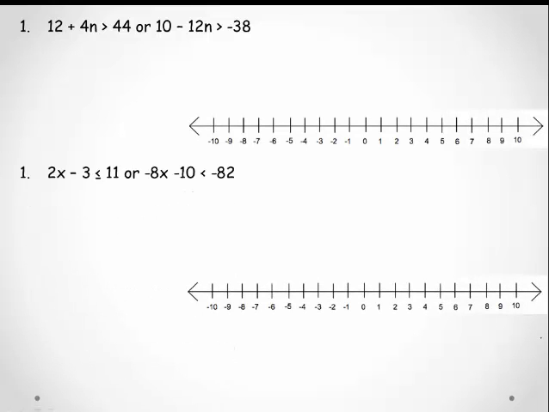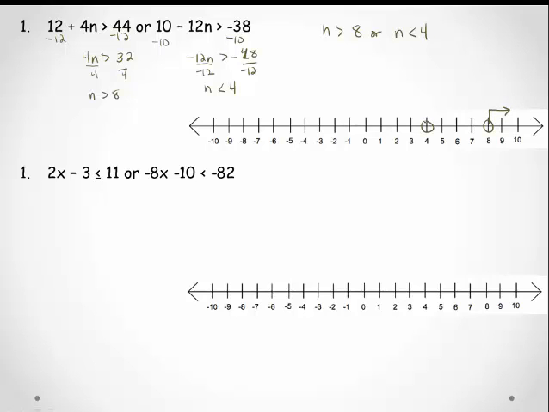We have some more examples. If I subtract 12 from both sides, I get 4n is greater than 32. Divide by 4, and I get n is greater than 8. I subtract 10 from both sides, and I get negative 12n is greater than negative 48. Divide by negative 12, and I get n is less than 4. So I have n is greater than 8 or n is less than 4. N is greater than 8 will graph this direction. N is less than 4 will graph this direction. Because it's an or, I include both portions. Remember, or includes everything, and is just the overlap.